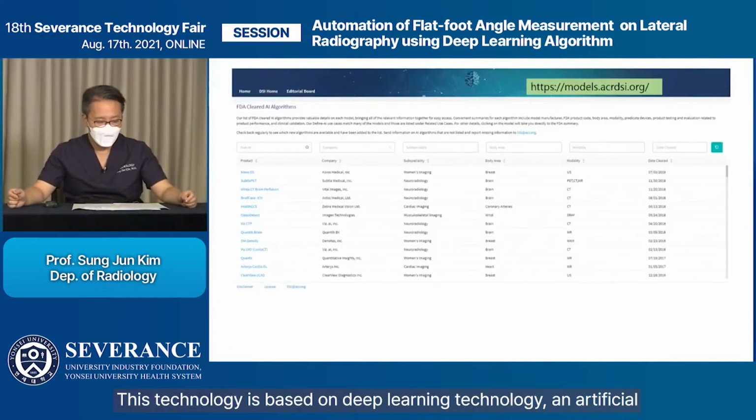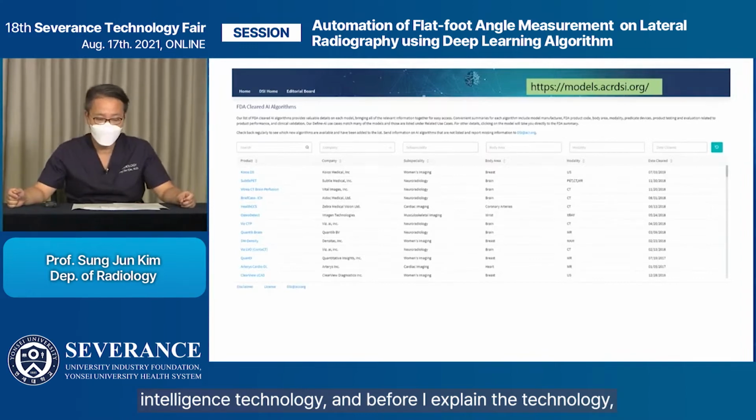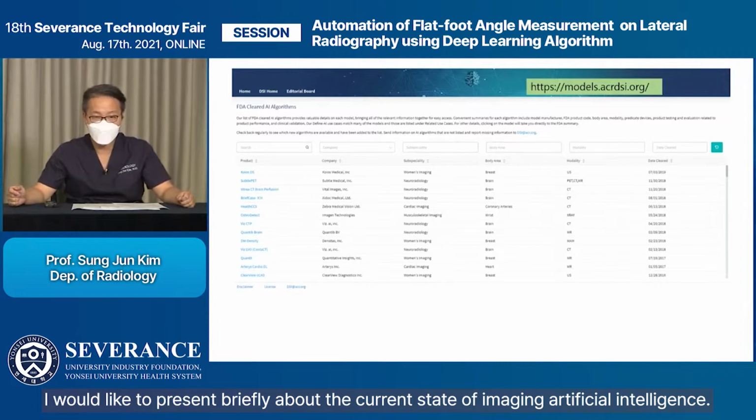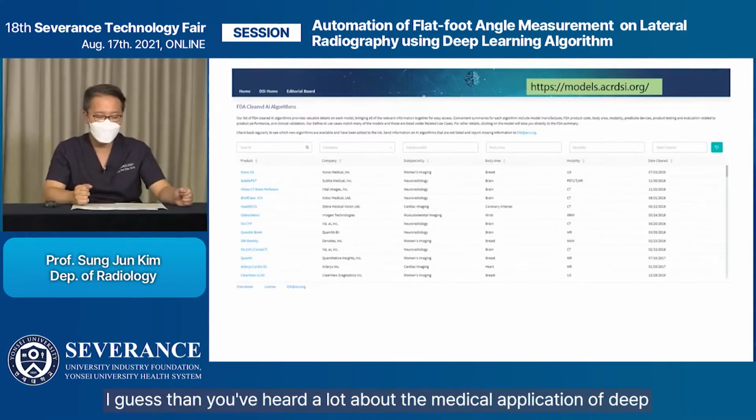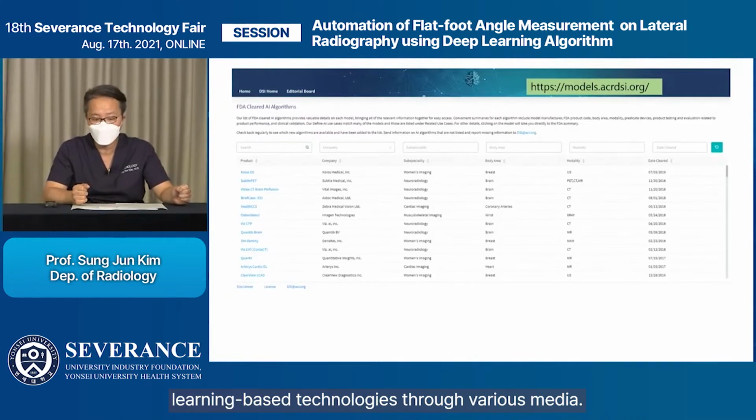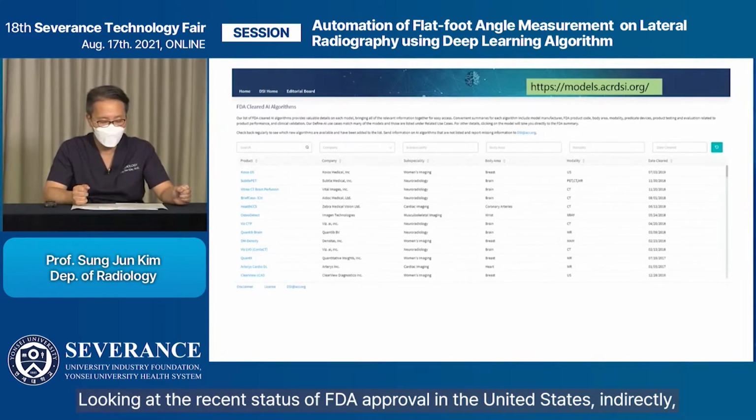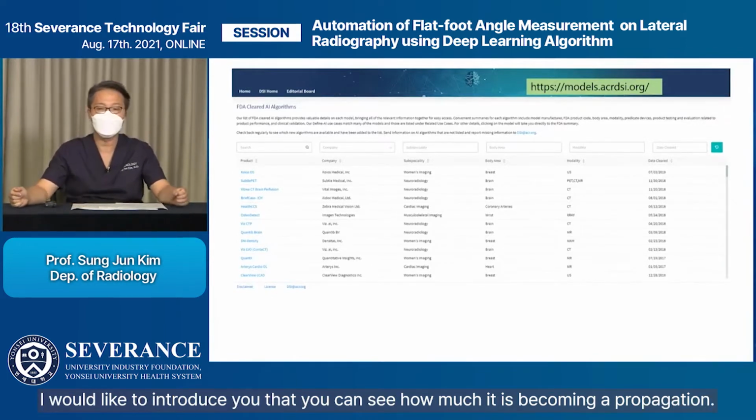This technology is based on deep learning and artificial intelligence technology, and before I explain it, I would like to present briefly the current state of imaging artificial intelligence. I guess you've heard a lot about the medical application of deep learning-based technologies through various media. Looking at the recent status of FDA approval in the United States, indirectly, you can see how widely it is spreading.